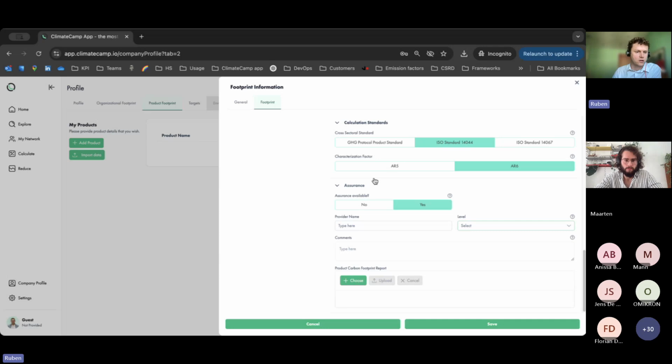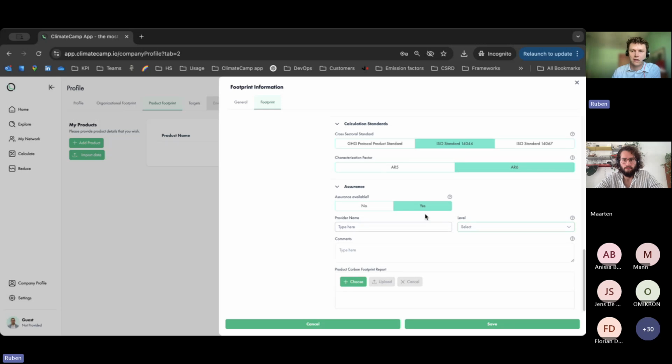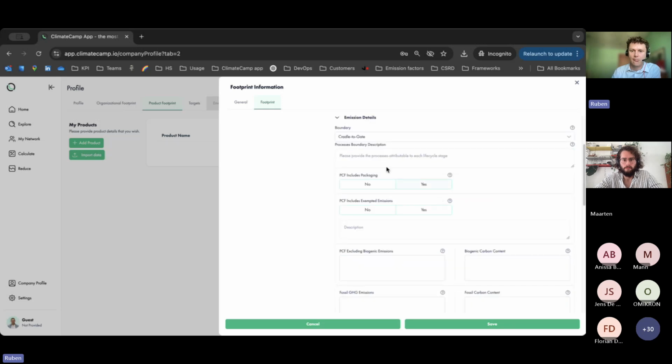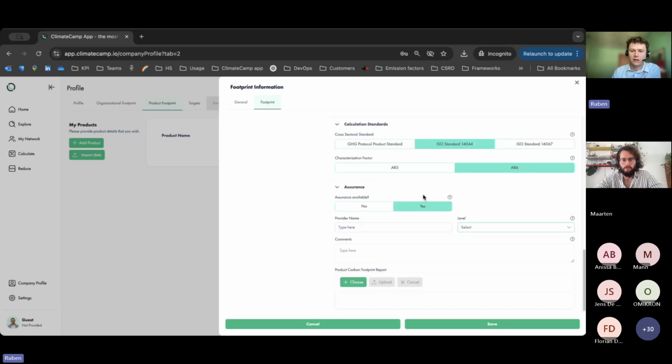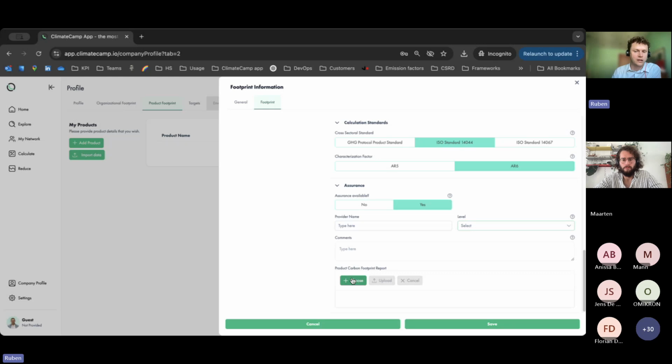It depends a bit on the customer, on which data points they find valuable, but we always recommend to at least ask a level of assurance, at least ask the scope and the boundaries, and at least ask, if possible, to upload any kind of documentation to know if the carbon footprint is credible enough to leverage.